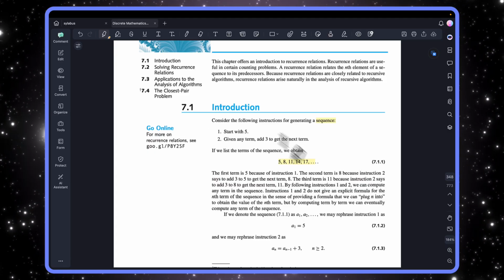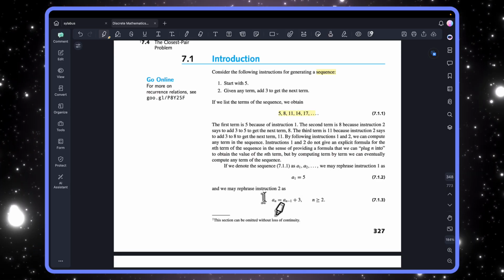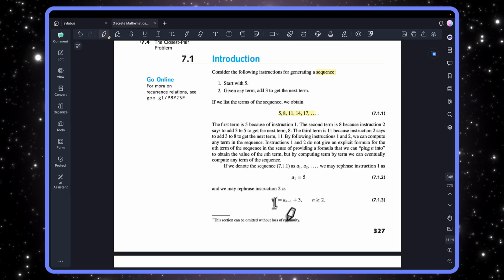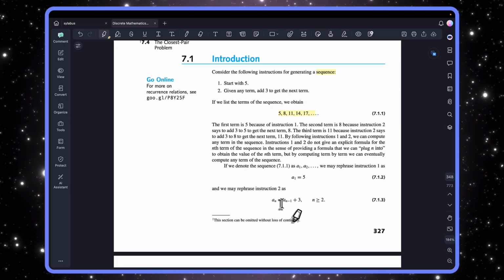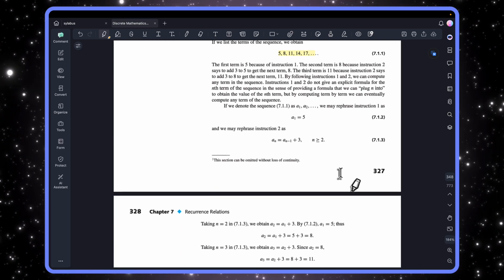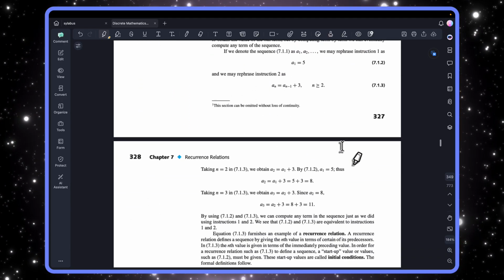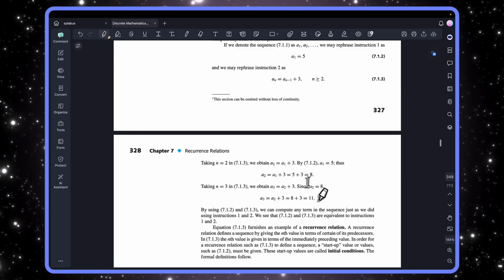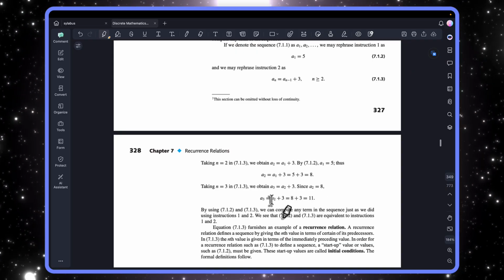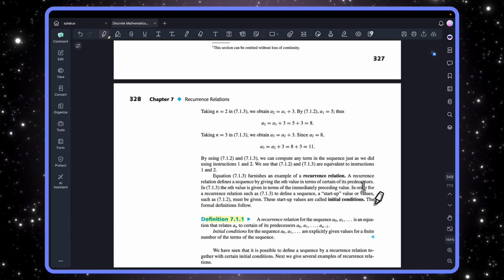Another way of doing that, we could rephrase this entire example by saying, let A1 equal 5. And then you replace instruction 2, to add 3, by this equation: a_n, the next term, is always equal to a_(n-1) plus 3. So that's an example of a way of expressing a recurrence relation. Taking n equal 2, you see we get 8. n equal 3 gives us 11. We have to know the value of the previous one to get the new one. And so that's an example of a recurrence relation, okay?